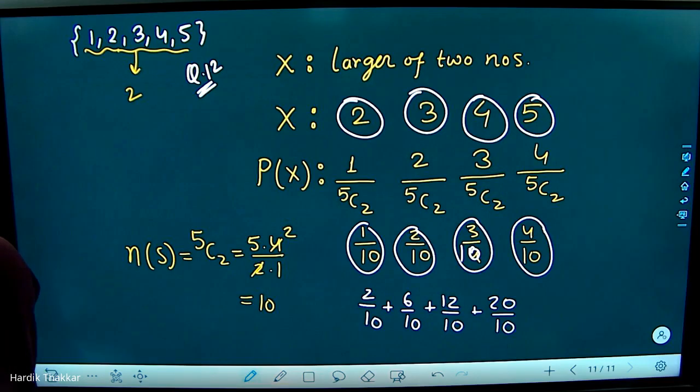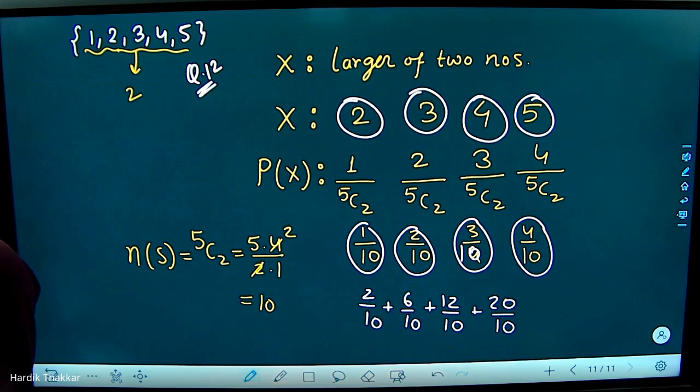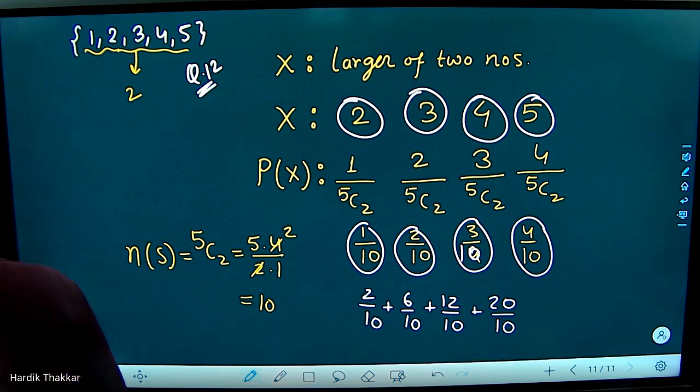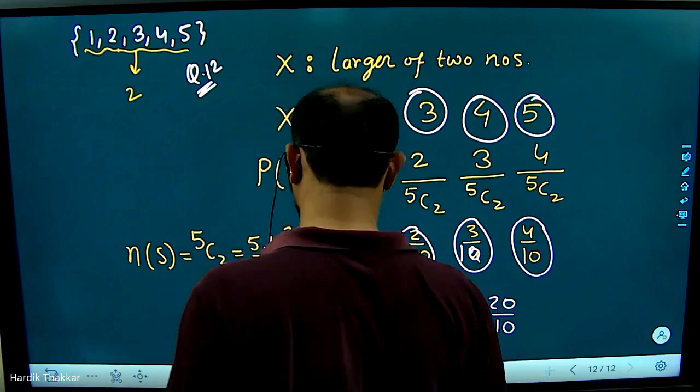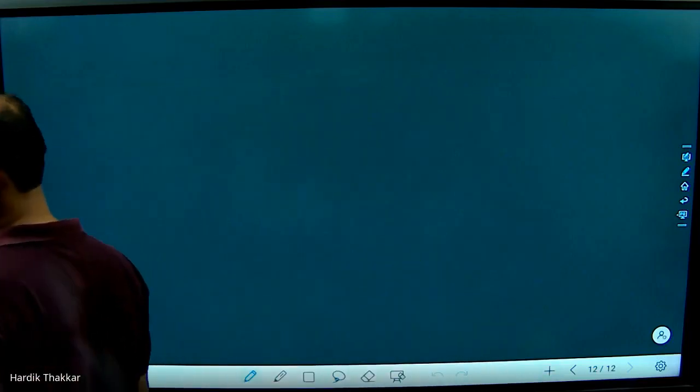Yes, sir. Okay. So till this exercise, all the points are clear? Yes, sir. Okay. So further in the next class, we will do binomial expansion. Sir, I have a doubt from determinants. Yes. Tell me the page number.